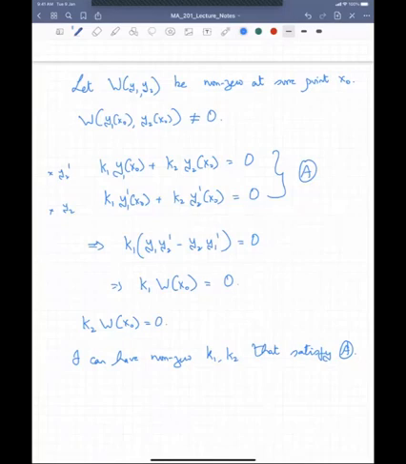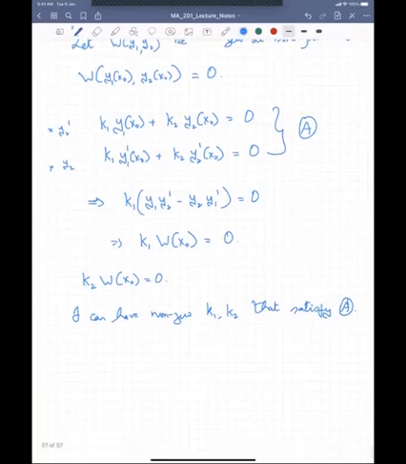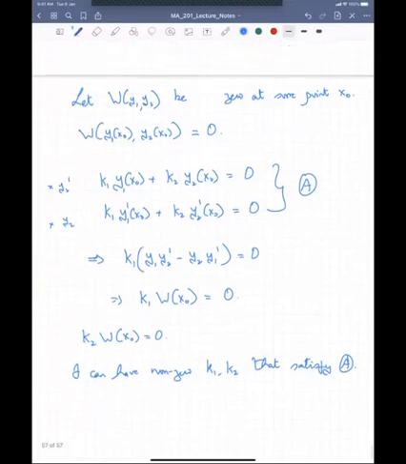Sorry, no. Let me do it the other way around. I'll assume that W is actually 0. So this is slightly easier to do than the other case. So let me assume that W is actually 0. If W is 0, then I can trivially satisfy the system A, right? With non-zero K1, K2 as well. If W, of course, is non-zero, then I can only have K1 equals K2 equals 0. That is the original statement of linear independence, but that is not what I want. So I slightly misspoke here.